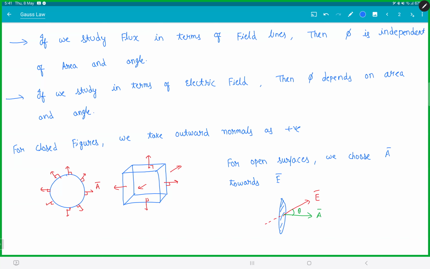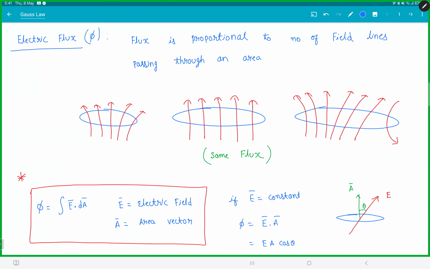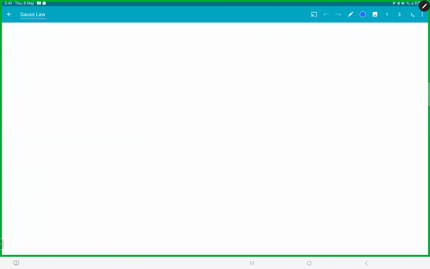Clear? Let's see a question on this. Others, do keep your cams adjusted. I can't see your faces, some of you. Make sure your faces are visible on the screen. Let's see a question.